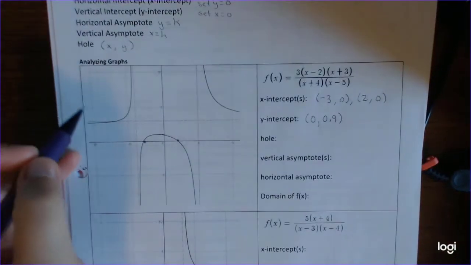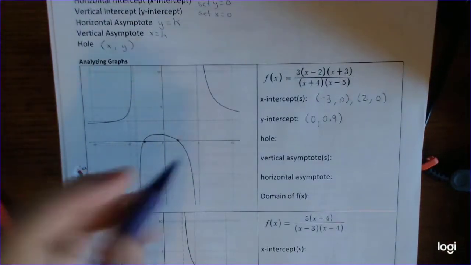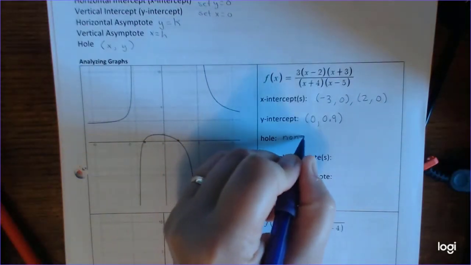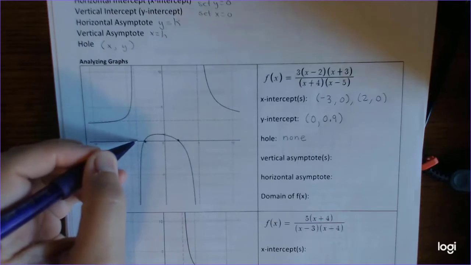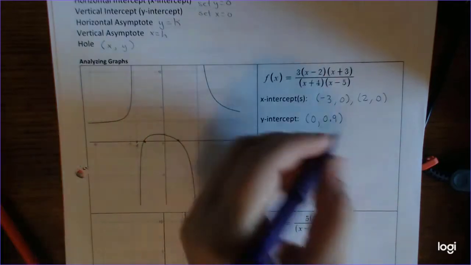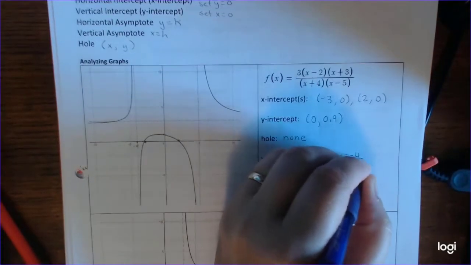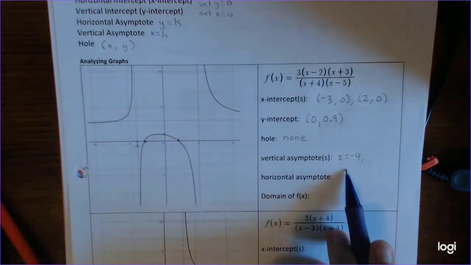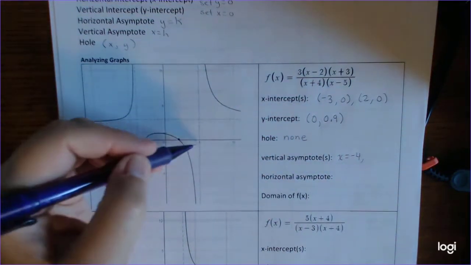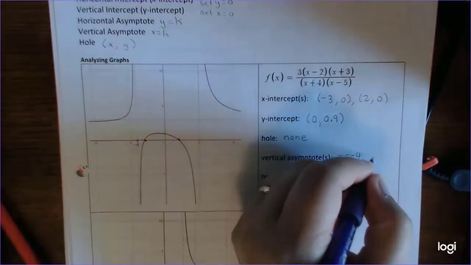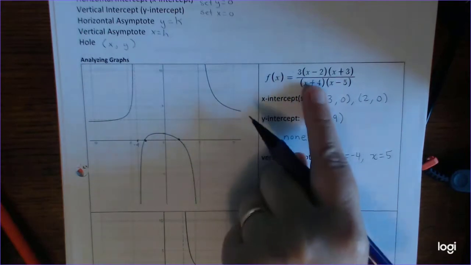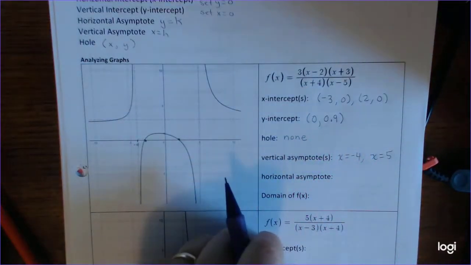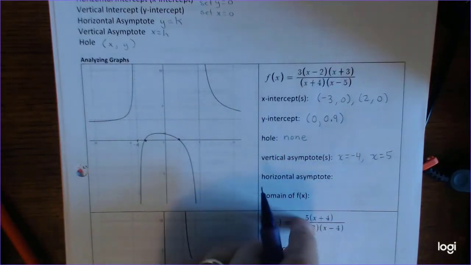Alright, now look very carefully, see if there's a hole. And I don't see a hole. So there's none. A vertical asymptote, looks like we have two. One here. This is x = -4. Remember, it's a vertical line, so we need vertical line notation. And we have another vertical asymptote at x = 5. Take a look at those values and look at the equation and see if you can tell where that comes from. It seems to come from the denominator.